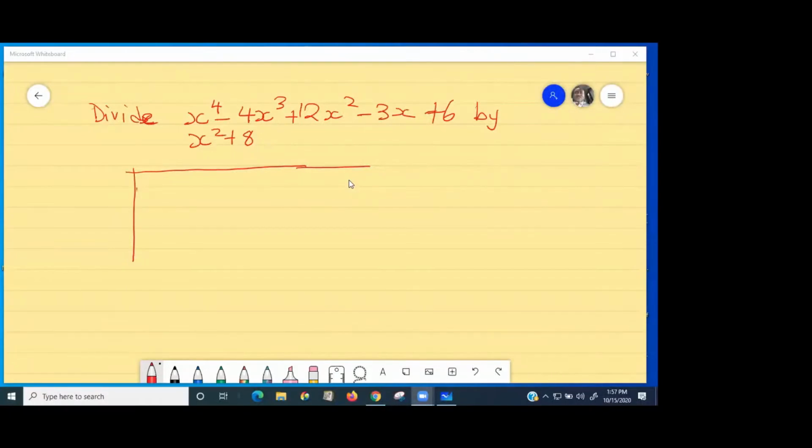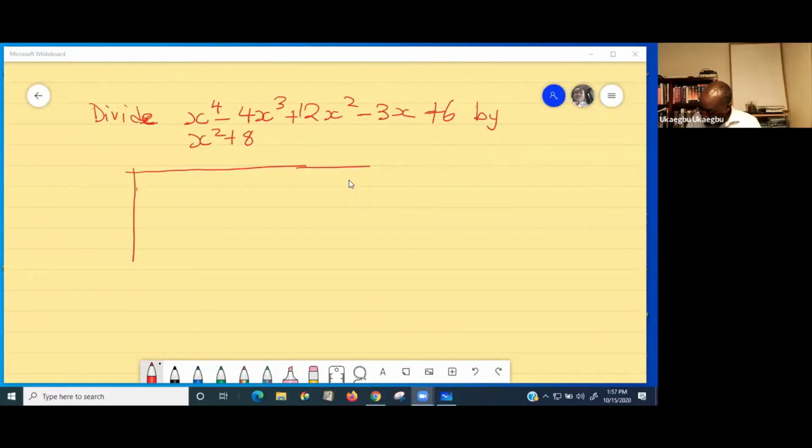So now the first thing you do is to set up your division. So you write x raised to power 4 minus 4x raised to power 3 plus 12x raised to power 2 minus 3x plus 6. Then you write your x raised to power 2 plus 8 on this side. That's the first step. So now remember, you are going to use the first term.